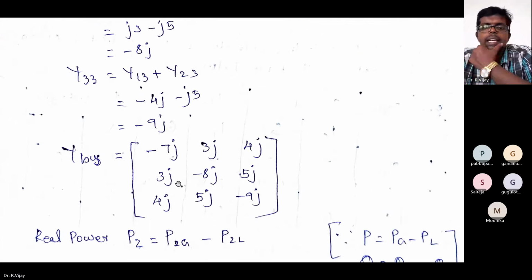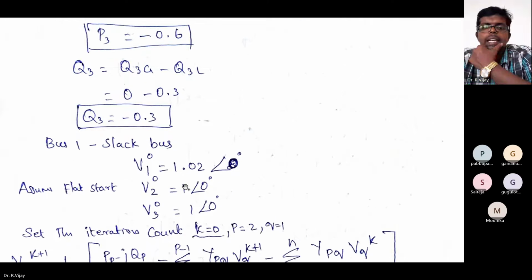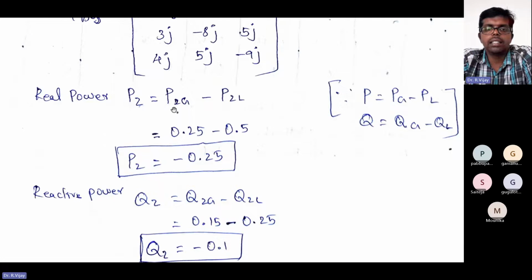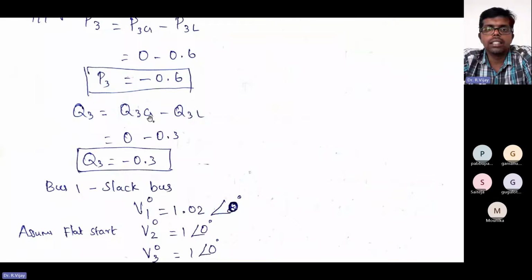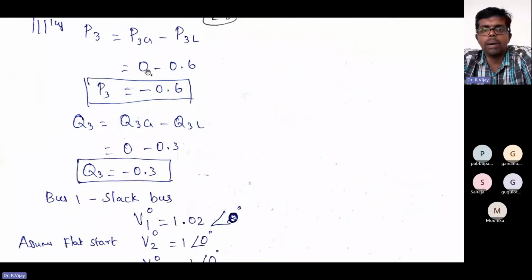Okay, so for the third bus, 0 minus 0.6 gives minus 0.6. Similarly, Q3 is equal to Q3G minus Q3L. So Q3L is given as 0.3 from the problem. Okay, so here you simplify to minus 0.3.